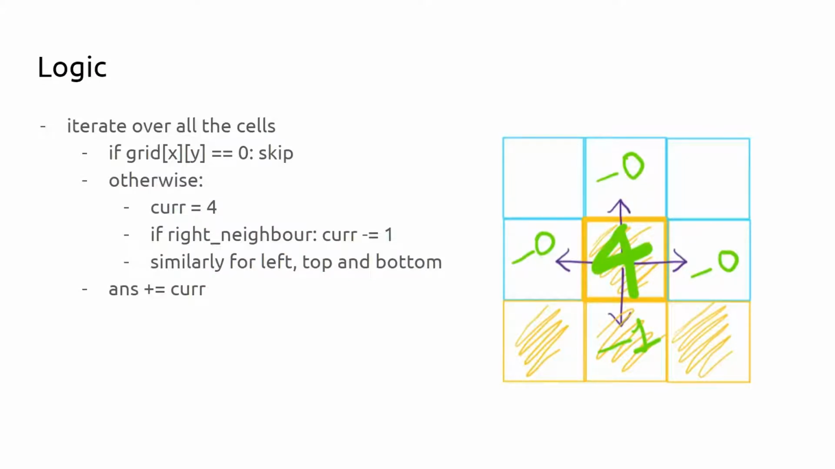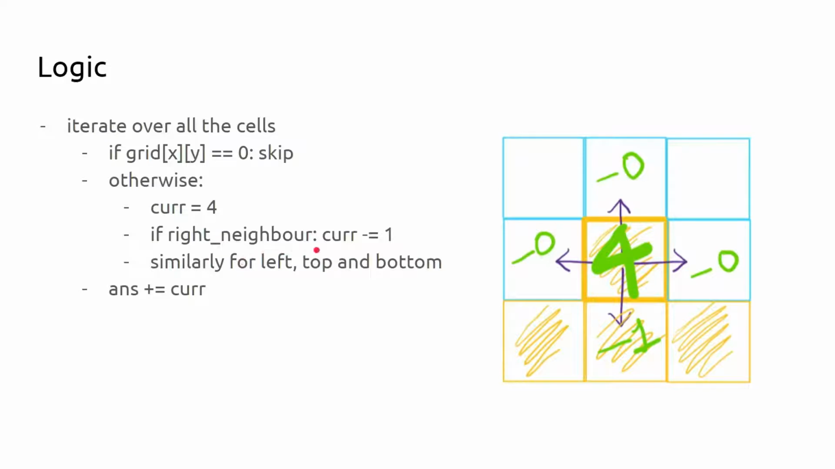The first thing we want to do when it comes to the iterative logic is iterate over all the cells. Now, if grid of x y is equal to 0, which means that we're looking at a water body, we can just skip over that point, since that does not contribute anything to the total perimeter. Otherwise, we set the current perimeter to the value 4, and we'll see what all its neighbors are.